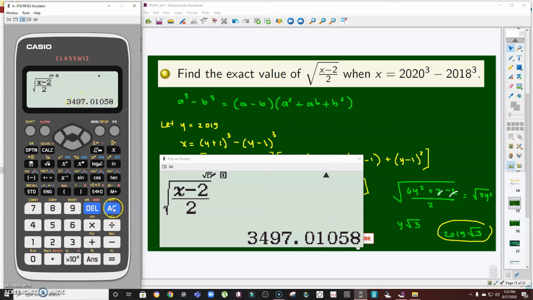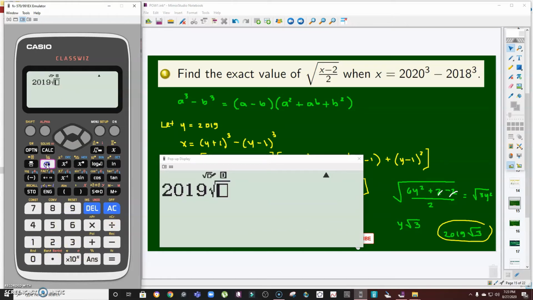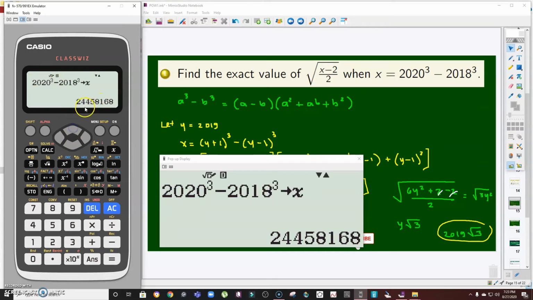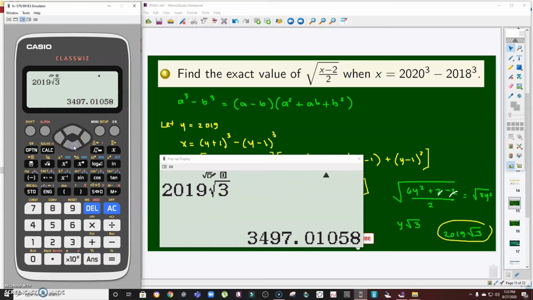So, how do we check? If you enter 2019 square root of 3, it should have the same value, which is correct: 3,497.01. See that? Look, the value of this is 3,497.01. Again, our x is 2020 cube minus 2018 cube. There you go.